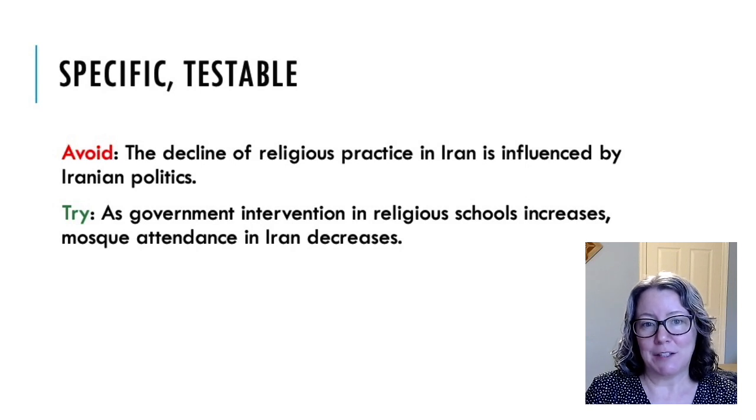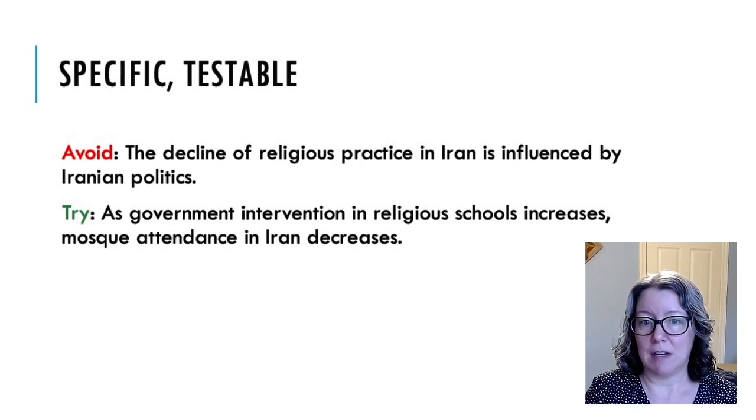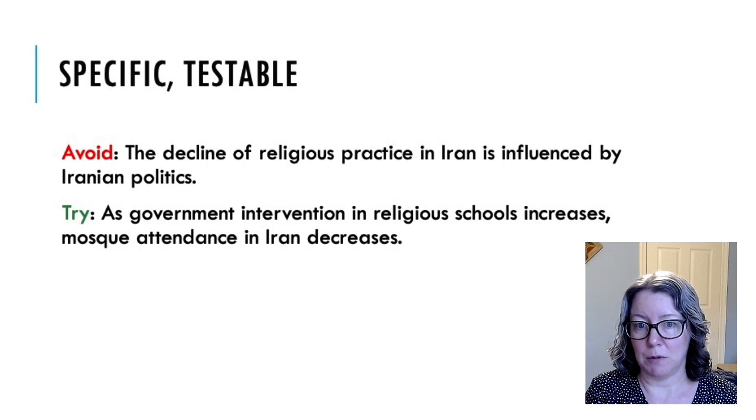This also points to the second key element of a hypothesis. It needs to be specific and testable. You don't need to define every aspect of your variables, but you do need to be relatively specific. So what does international standing or Iranian politics actually mean to you? You get to choose how you define your terms, but you do need to start the process here, and you need to think of ways you could actually observe those variables.